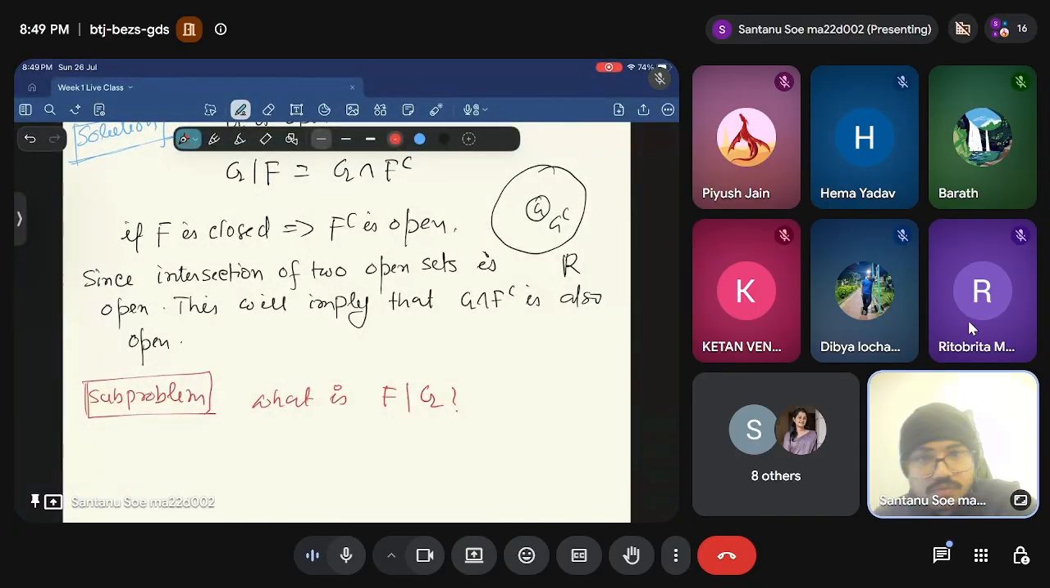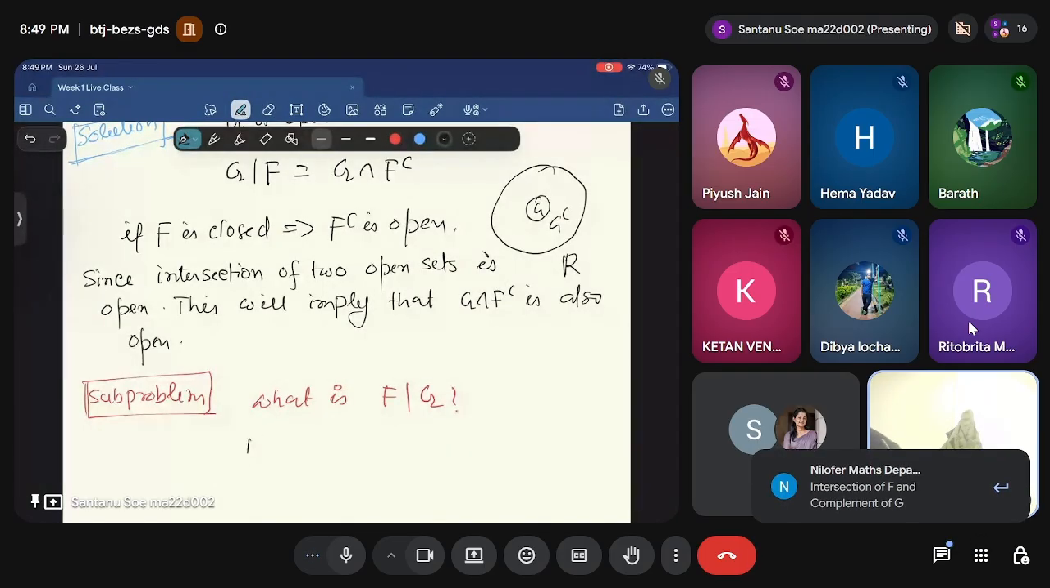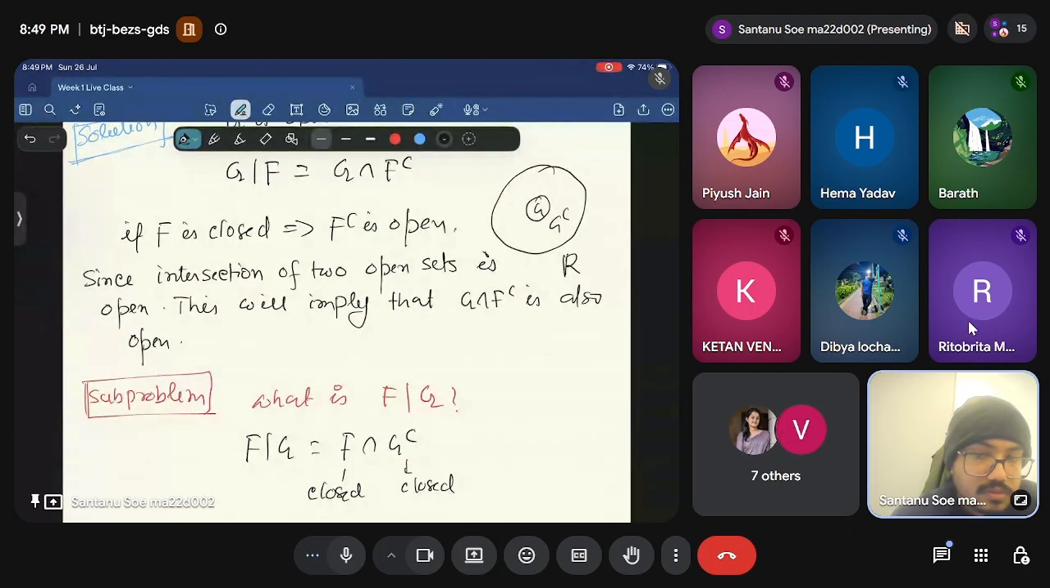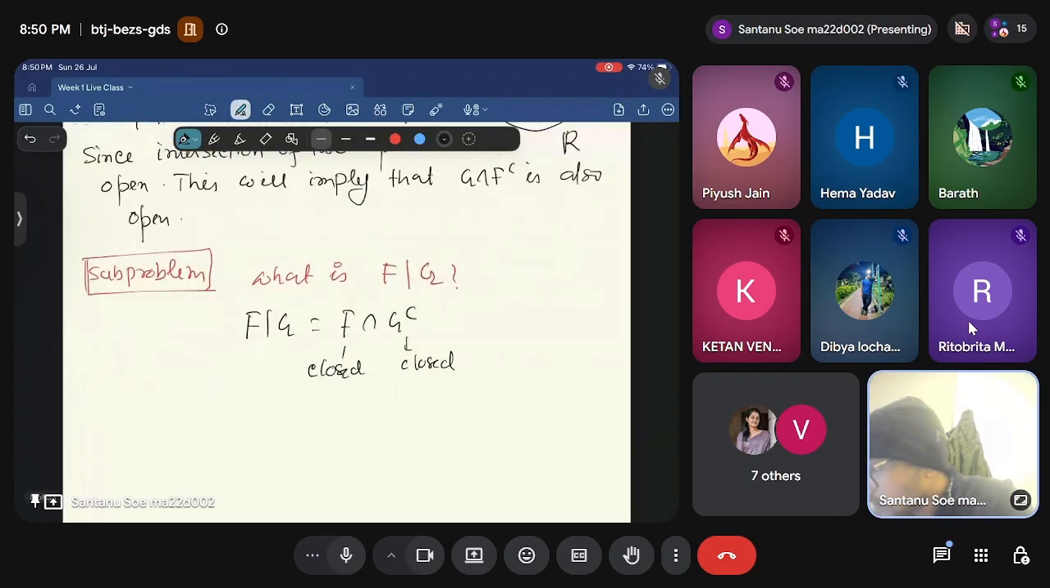But you can go through the same process, that F minus G is the same as F intersection G complement. Now this is closed. This is closed. So the intersection is also closed. Correct. Okay.